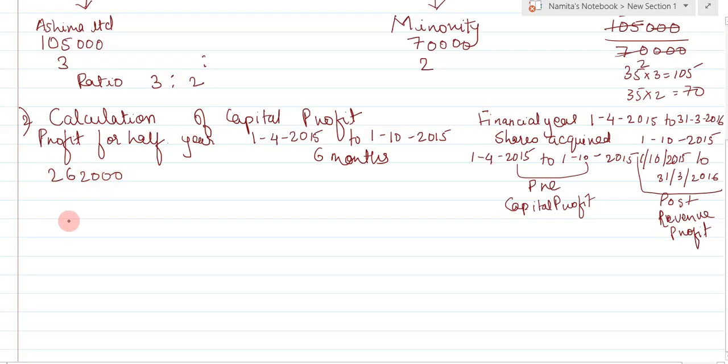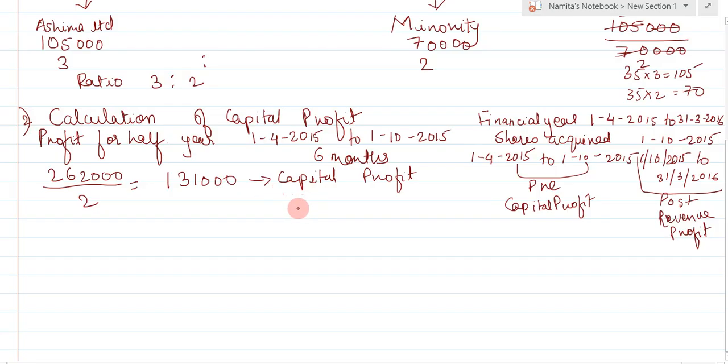2,62,000 divided by 2, half year. So the profit we get is 1,31,000. So 1,31,000 is a capital profit. This capital profit we have to divide between Anshima Limited and the minority.